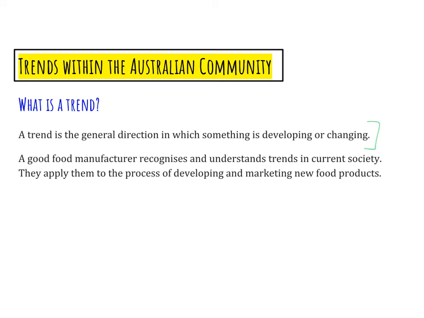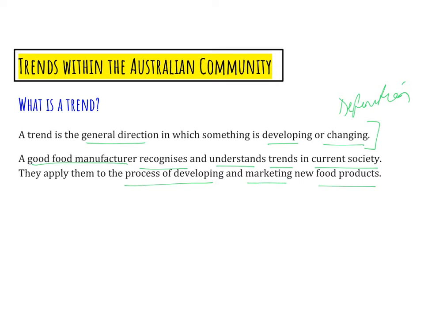So the definition is here in the first sentence. A trend is the general direction in which something is developing or changing. A good food manufacturer recognizes and understands trends in current society, and they then apply them to the process of developing and marketing new food products. There are many different trends that come and go.